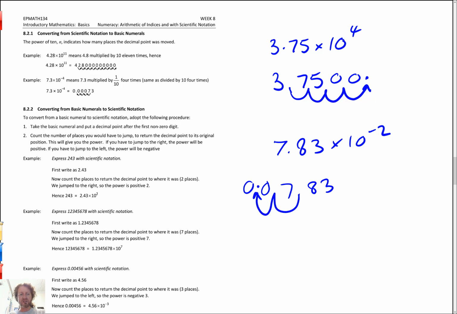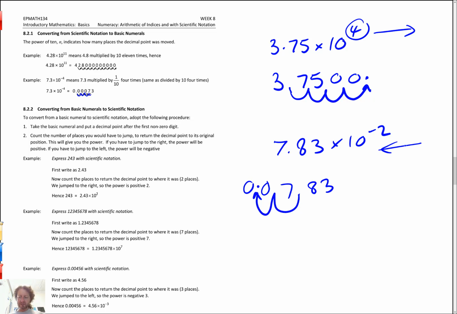It's 0.0783. This one was only 7.3 by 10 to the minus 4. 7.3 with 4 moves became 0.00073. So that's all we've got to do. It's karaoke. The power of 10 is telling us how many times to move the decimal point. A positive number is telling us that we move it to the right, in other words, it's a big number. And a negative index is saying move it to the left, as in it's a small number.